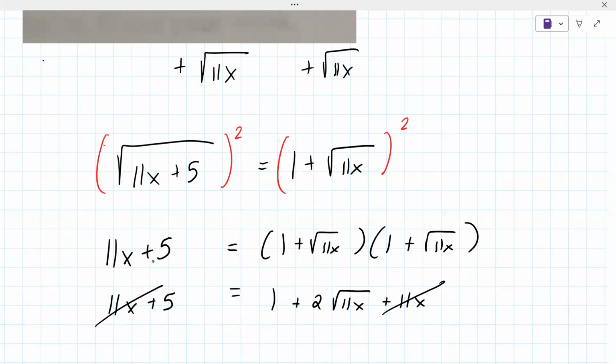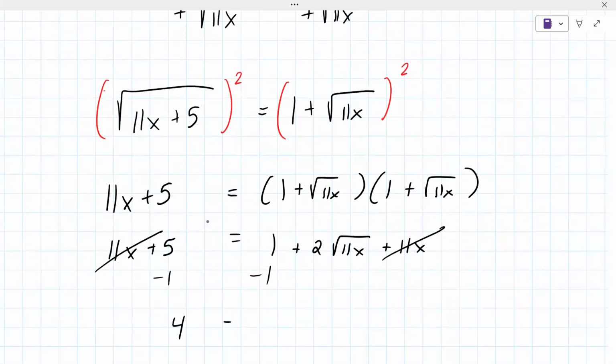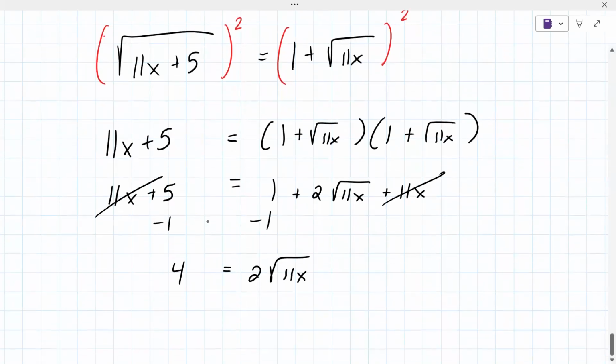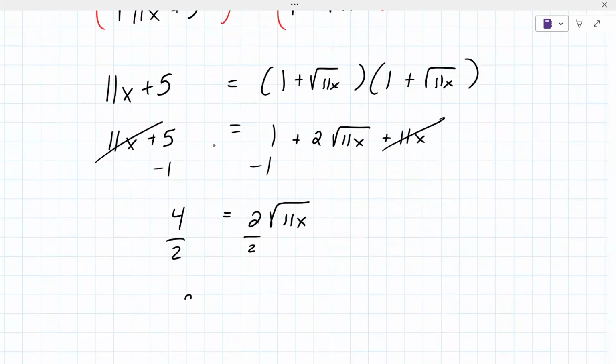The 11x's cancel. When you subtract 1, you get 4 equals 2 square root 11x. And then you divide by 2 on both sides. So you get 2 equals square root of 11x. All right. That was interesting.